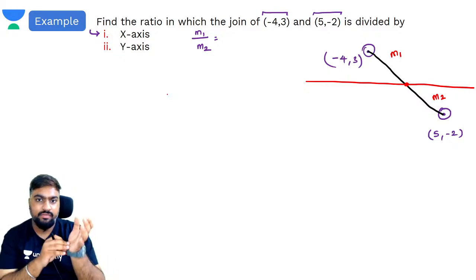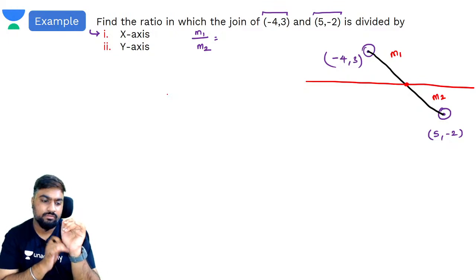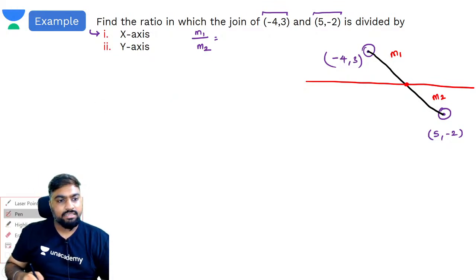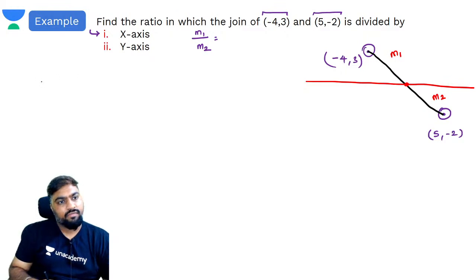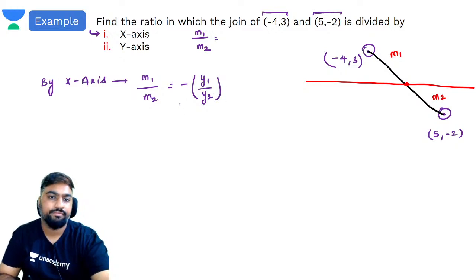Two is to 3 in the first case. Are you sure? 2 is to 3. Four is to 5. So what was the scene? If your line is divided by the x-axis, then the ratio m1 by m2 is nothing but minus y1 by y2. Correct? Minus of y1 by y2. Do you agree?